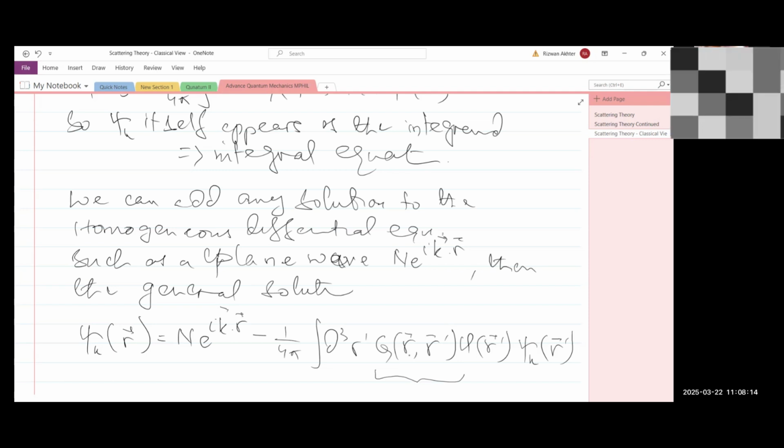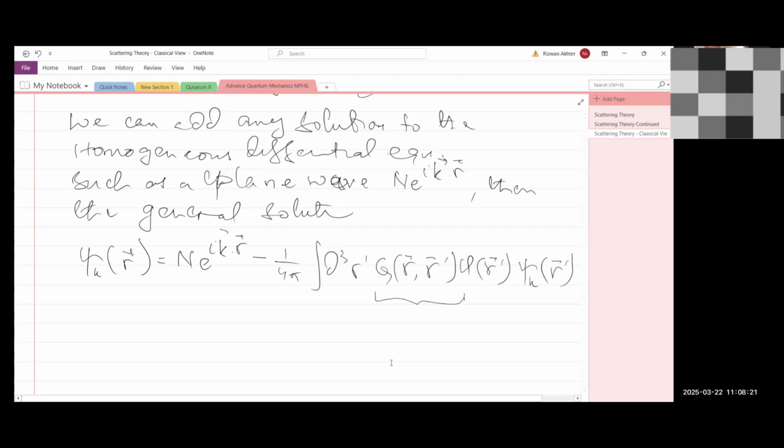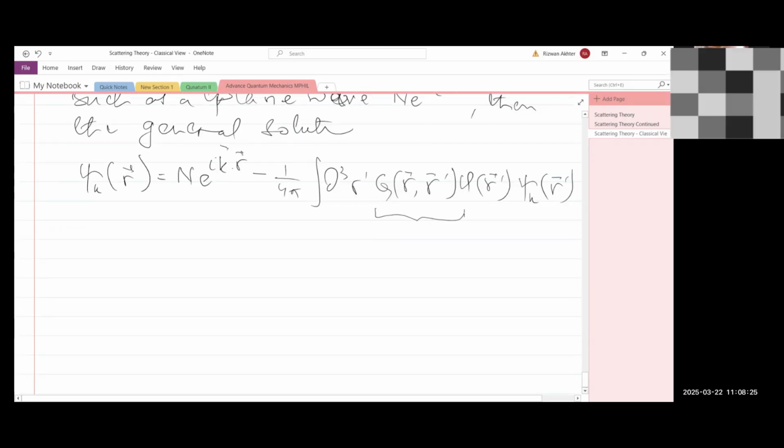But we will discuss that later on. What I want to say is that if we get to know the Green's function G in this integral equation, then we can solve this equation for psi k of r by just assuming that the effect of u, that is the modified potential, is small in some manner.